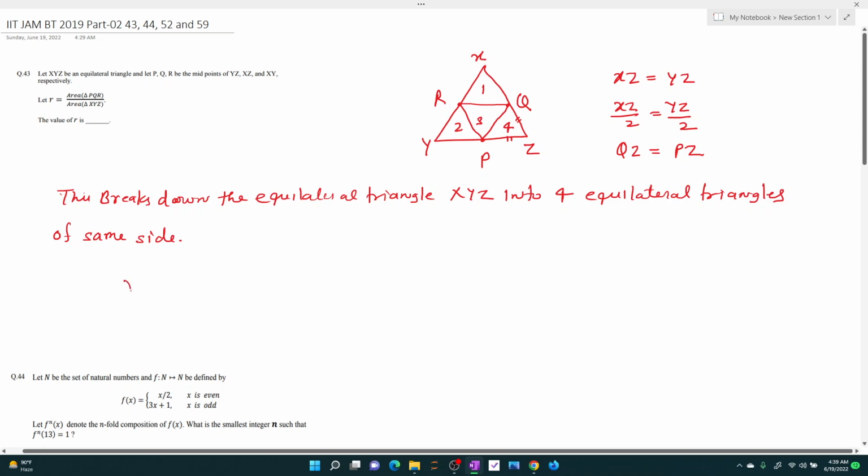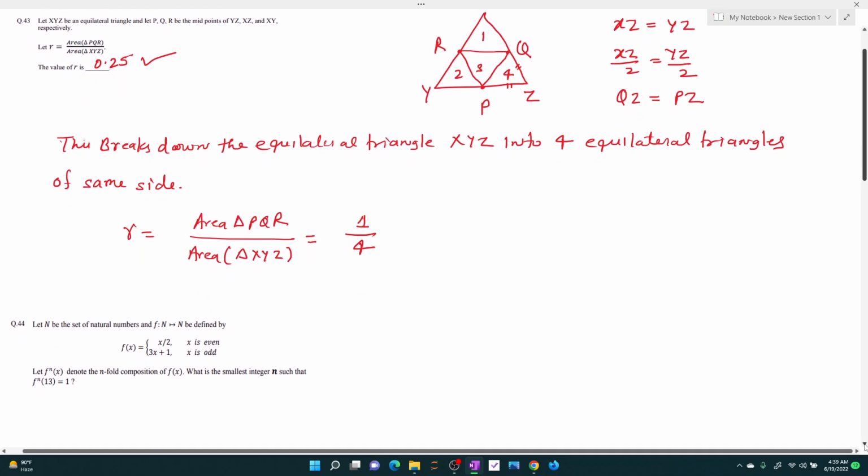And now they ask us about the value of r, which is nothing but area of triangle PQR divided by area of the complete triangle XYG. So you can say that the whole complete triangle is simply broken down into four parts. So the value of this will become 1 by 4, right? So the value of r is nothing but 0.25. Okay, so let's move to the next question, question number 44.